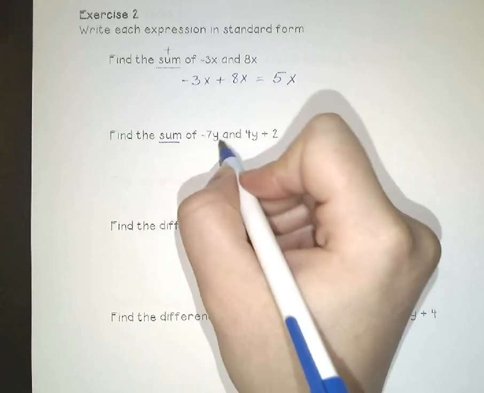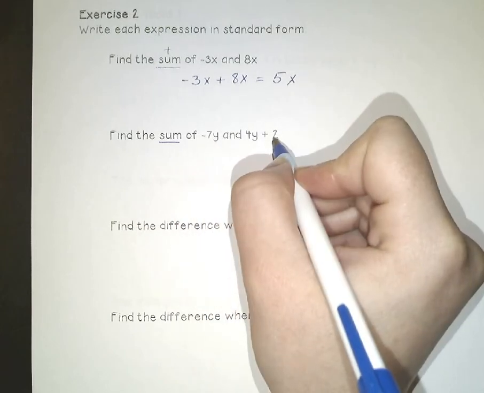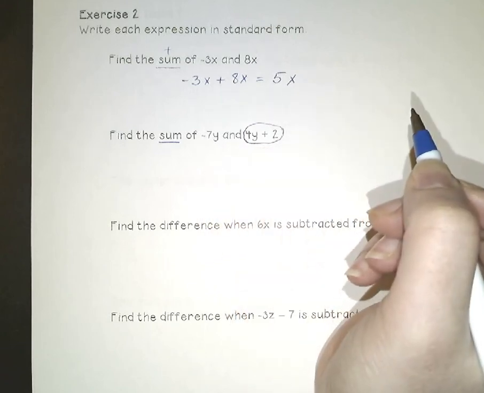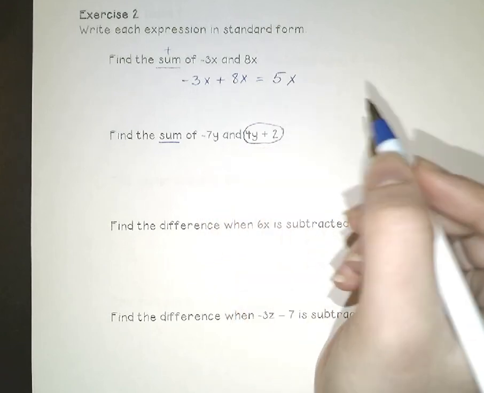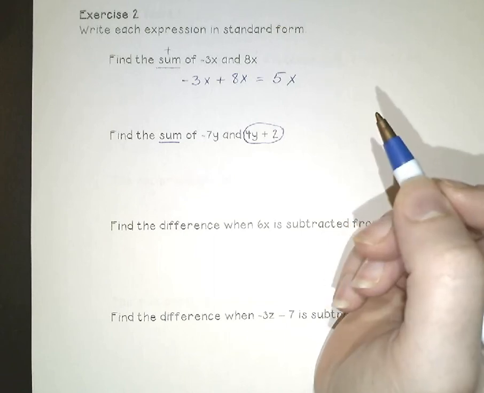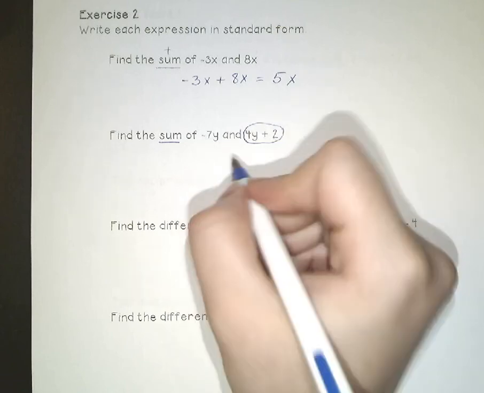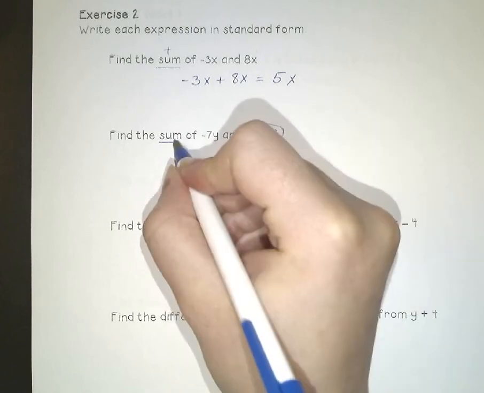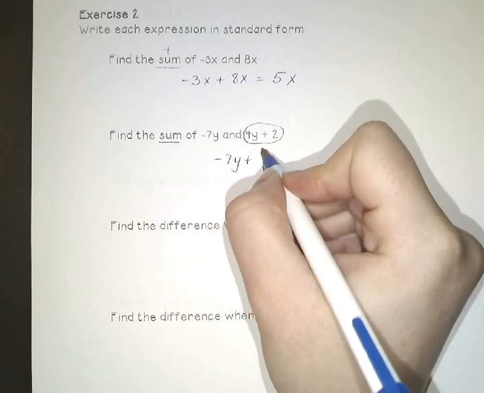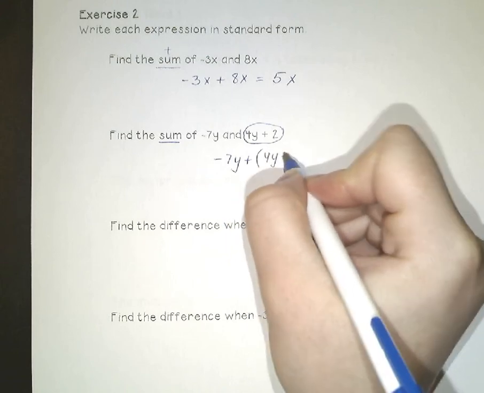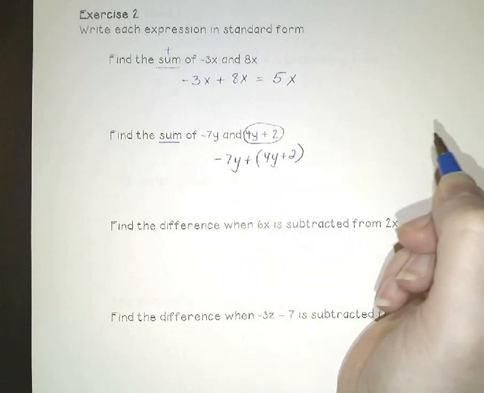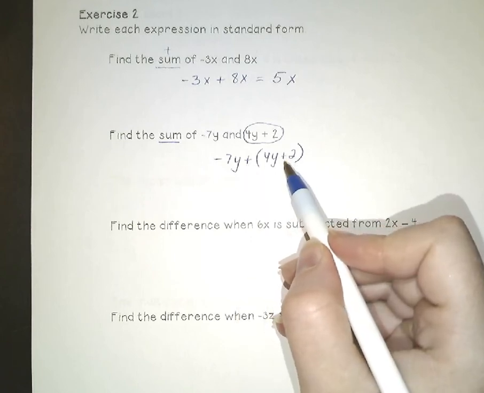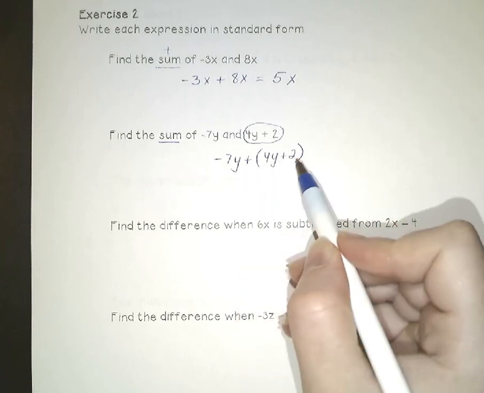Find the sum of -8y, 7y and 4y plus 2. So the sum between this and this. These are used together. How do I show what is being used together? By putting that in parentheses. So you will get -7y plus the sum, right? And 4y plus 2 written in parentheses. Because it's only the addition, it really doesn't matter because we are going to add them anyways, right?